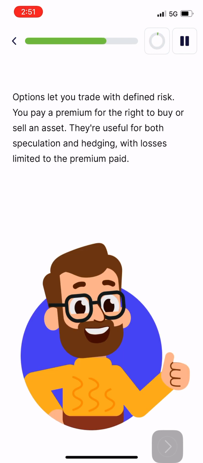Options let you trade with defined risk. You pay a premium for the right to buy or sell an asset. They're useful for both speculation and hedging, with losses limited to the premium paid.